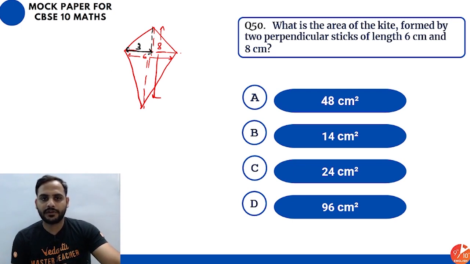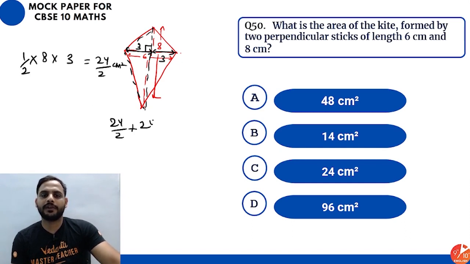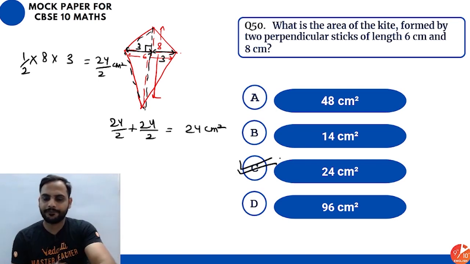So let's talk about this triangle's area. This is 90 degree. This total is 8. Half base into height, which is 24 by 2 centimeters square. Same thing will happen over here as well. Half 8 into 3. So total area will be 24 by 2 plus 24 by 2, which is 24 centimeters square. Option C. Direct. है ना?